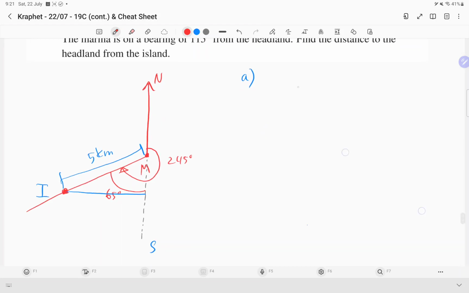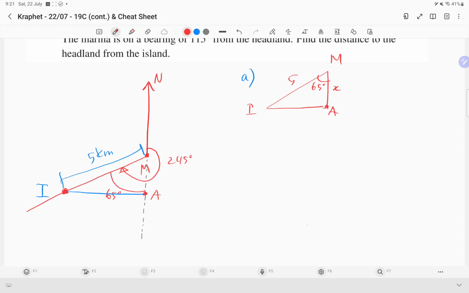Okay, anyway, so let's redraw the main triangle that corresponds to this scenario here. This is the south direction. Okay, let's call that S. This is M, this is I. We already calculated this one is 65 degrees, easy, 5 kilometers. Okay, and they asked you to find MS. Alright, make sense? But I wouldn't normally call that one S, I would call that one point A or something, like a random point.